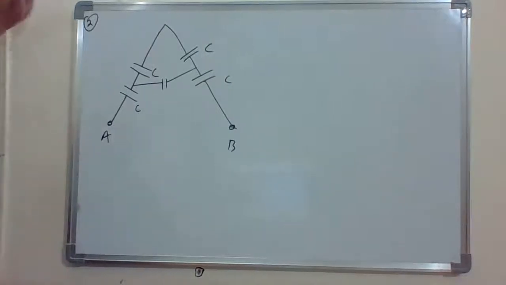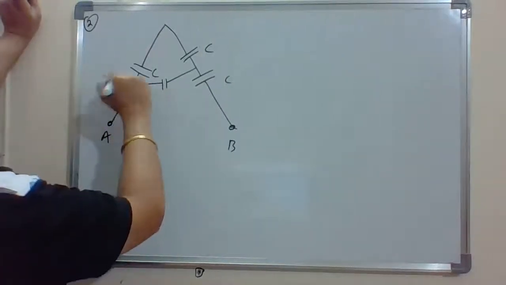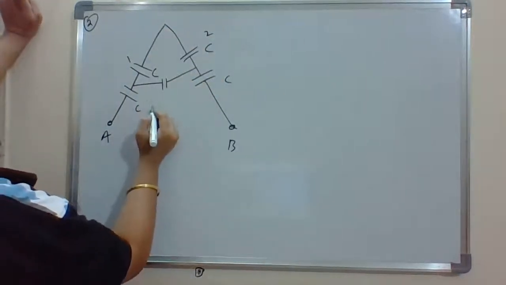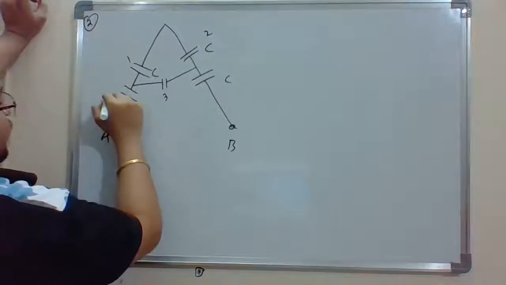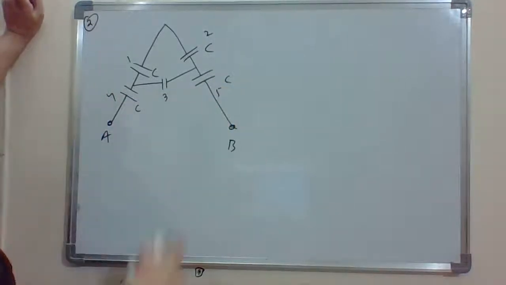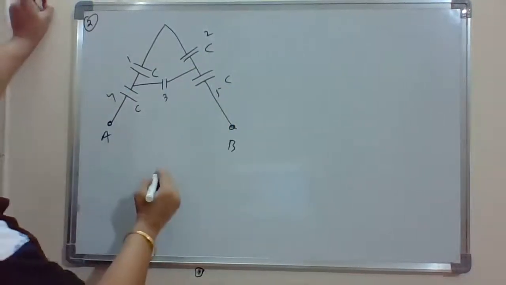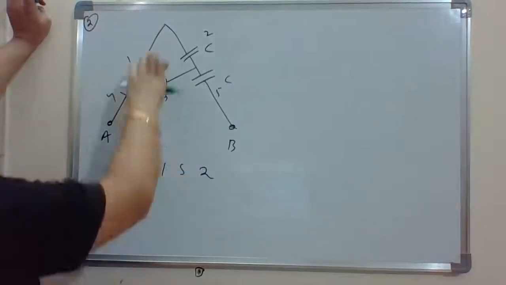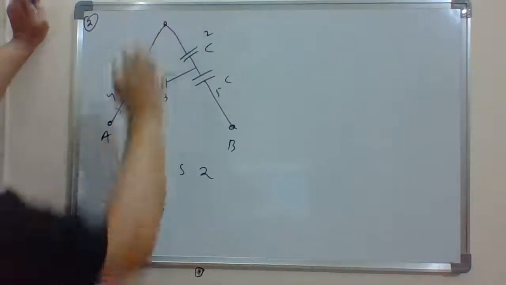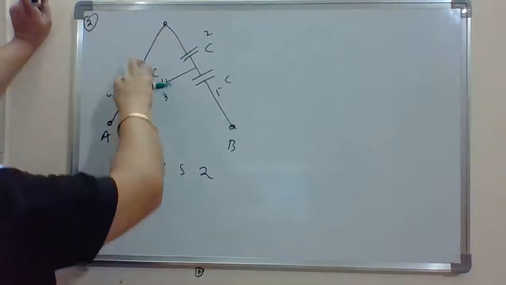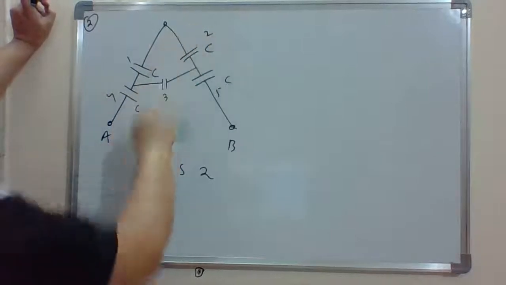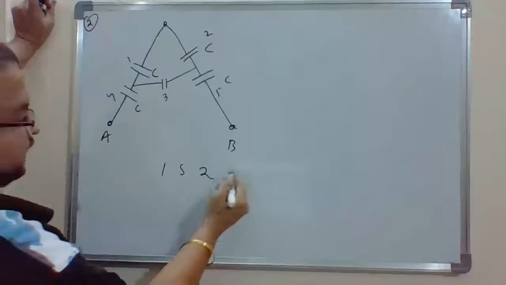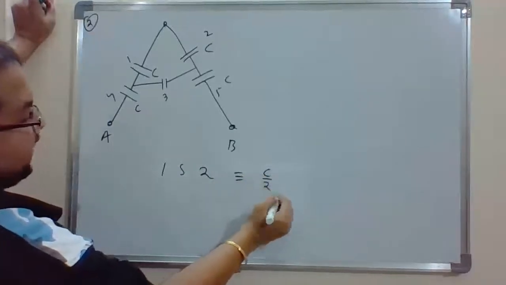Now, if I'm putting a capacitor here, let me give them numbering 1, 2, 3, 4, and 5. If you see, first your 1 is in series with 2. So this is the junction point, there is no disturbance. So obviously they are a happy couple. So 1 is in series with 2. So obviously the equivalent capacitance would be C by 2.